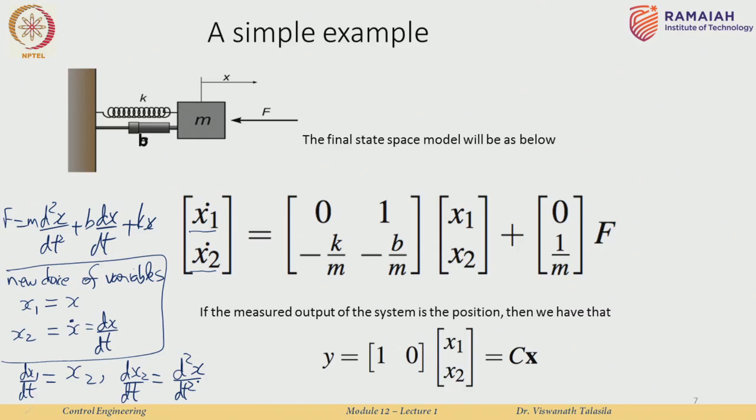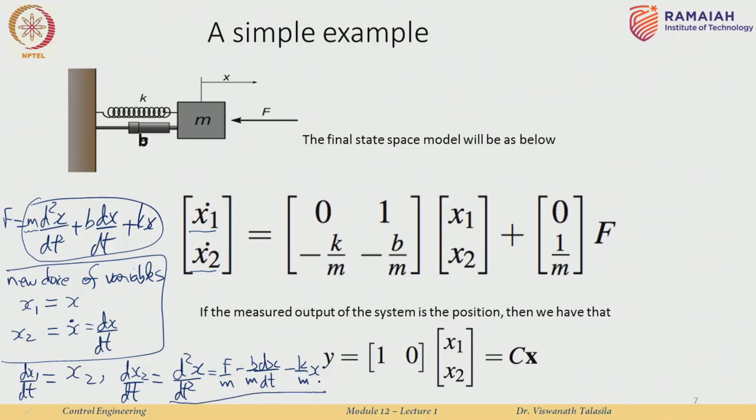Now, this d square x by dt square, we can rewrite using our second order differential equation by dividing with this factor m everywhere. So, this will simply become f divided by m, because I am taking m onto the left hand side, minus b by m dx by dt, minus k by m x. So, I have just rewritten my d square x by dt square in this particular form.